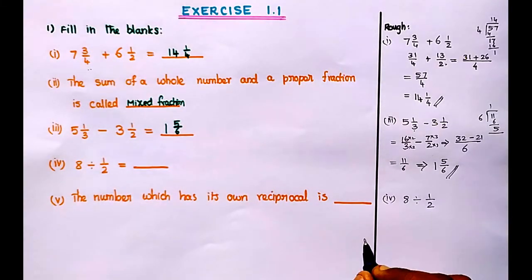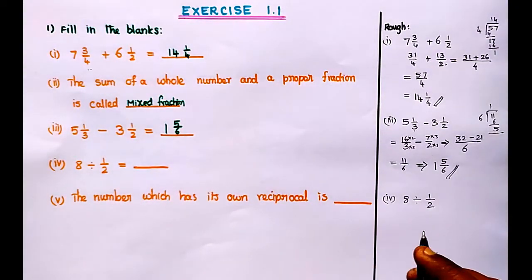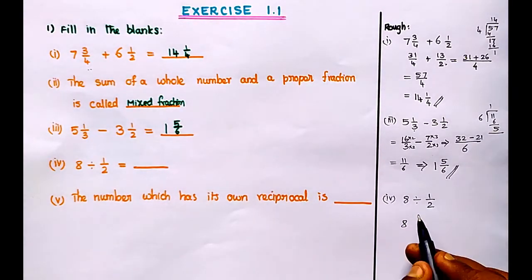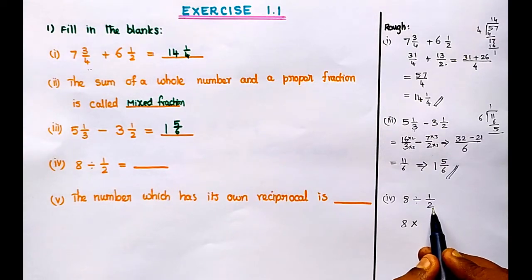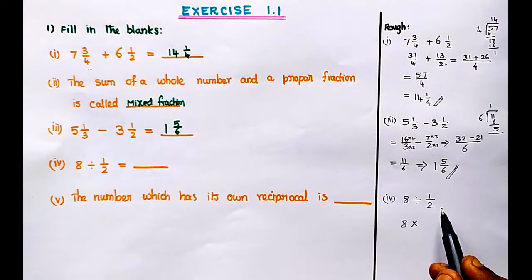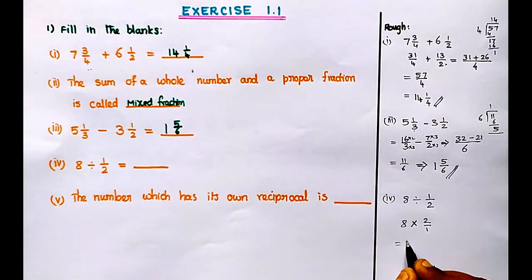Next one, 8 divided by 1 by 2. Listen, fraction in division means write down the first number as it is and change into multiplication. One condition is there, that is take the reciprocal of the next number. The reciprocal of 1 by 2 is 2 by 1. So, write down 2 by 1, 8 2s are 16, is the answer here.